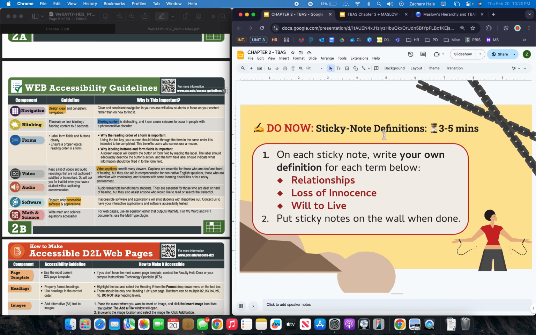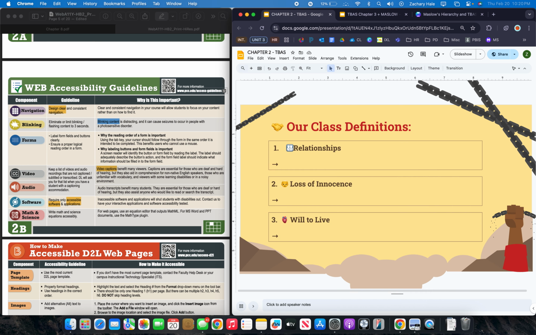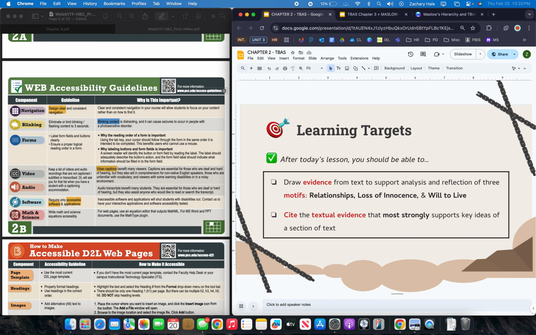The do now for students was to provide their own definitions for 3 terms or motifs from our unit. They were sticky note definitions where students would put their own definitions on the wall of the classroom, and then ultimately we would go over all those definitions and come up with our own class definitions based on similarities between the individual definitions. Here are the learning targets for the day.